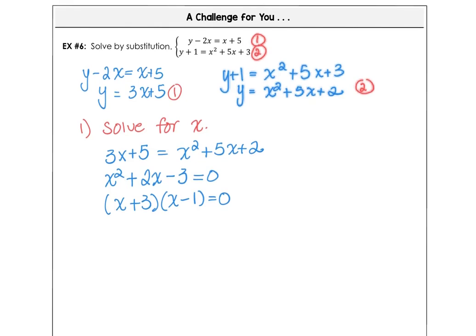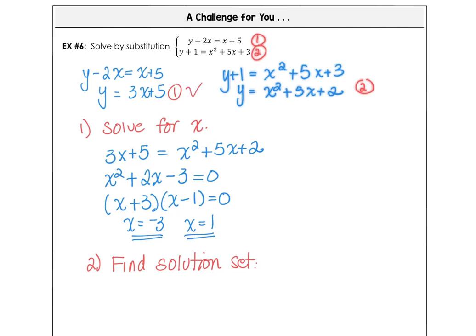So now we know when x is negative 3, the line will pass the parabola. And when x is positive 1, the line will intersect the parabola. But next and finally, we need to find the solution points. So substituting into, let's use equation 1. That seems to be the easiest.